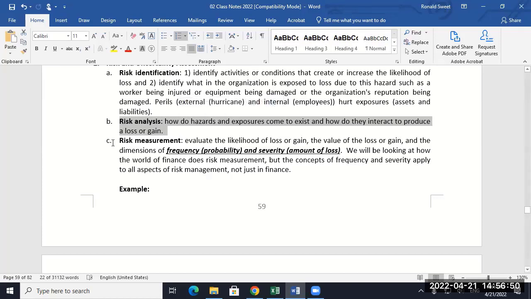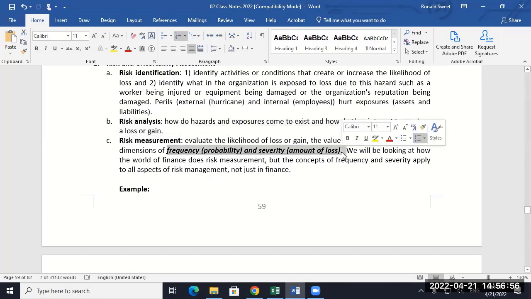And then what we're going to do is risk measurement. And risk measurement's all about frequency and severity. Frequency is the probability that something's going to happen. The severity is how much you're going to lose. So right now, people are talking about, is the U.S. going to go into a recession? Why might we go into a recession?